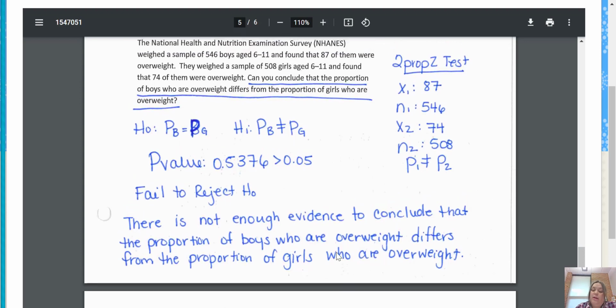Okay, so there you go. That is how you complete a hypothesis test for two population proportions using Rguroo.